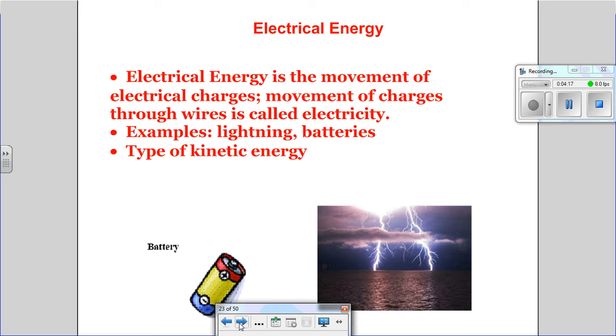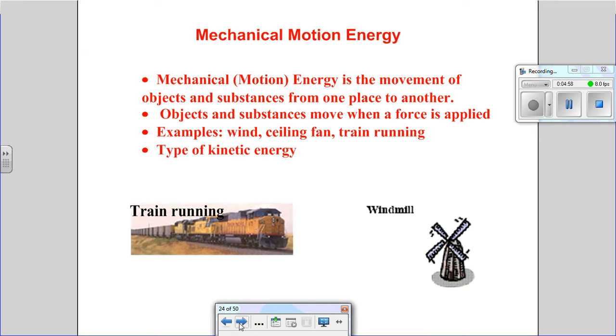Some examples of electrical energy might be something like lightning, which would be natural electrical energy. You also have batteries, your electrical outlets, your plugs. Those would all be forms of electrical energy. Any kind of device that uses electrical energy could also be considered a form of electrical energy. And since we're talking about the movement of something, this would also be a type of kinetic energy. All of the forms of energy that we talk about will fall either under the umbrella of kinetic energy or the umbrella of potential energy, which is why we're identifying that as we go through these different forms of energy. Mechanical motion energy.